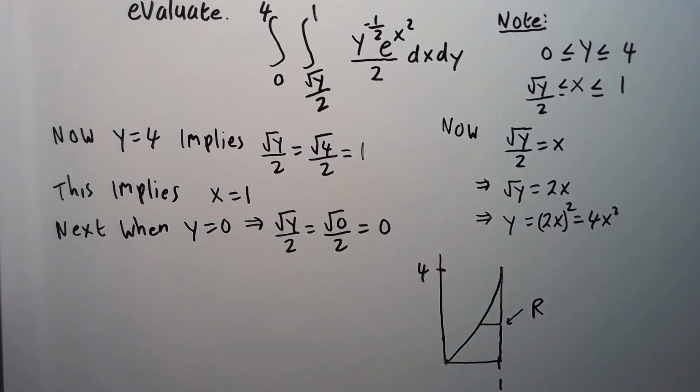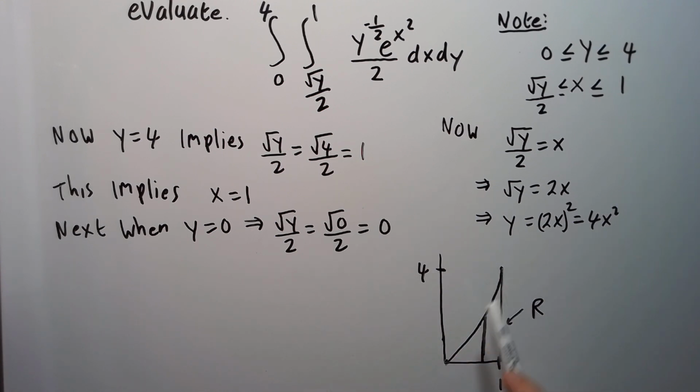Okay, so we're going to switch the order of integration. To do that, we're going to do vertical strips here. So we draw a vertical strip in. So here's my vertical strip. Doing vertical strips, the y is going to go from 0 up to the parabola, which is given by 4x squared, and the x will go from 0 to 1.